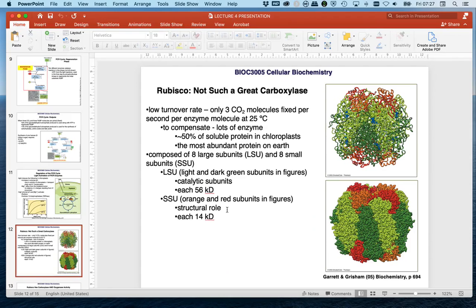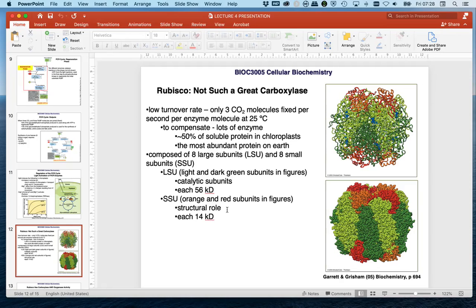So I'd like to go back and talk about Rubisco for the last little bit of the lecture. Now, Rubisco is not a great carboxylase. It has a very low turnover rate for an enzyme. Only 3 CO2 molecules are fixed per second for every Rubisco molecule at 25 degrees. To compensate for this, plants make a lot of Rubisco. About 50% of the soluble protein in the chloroplasts of plants is Rubisco. That's a lot, right?